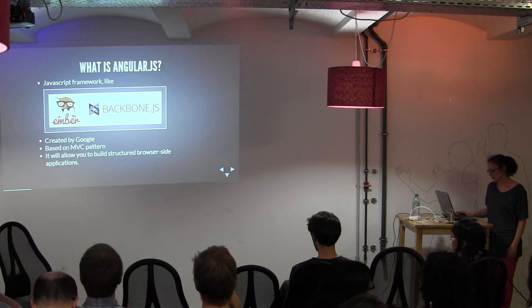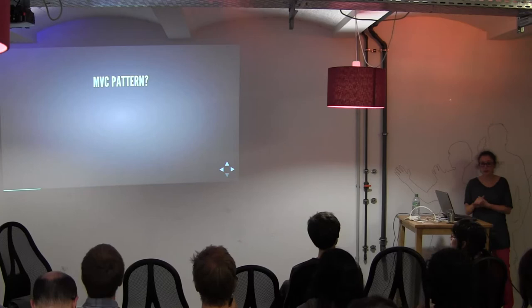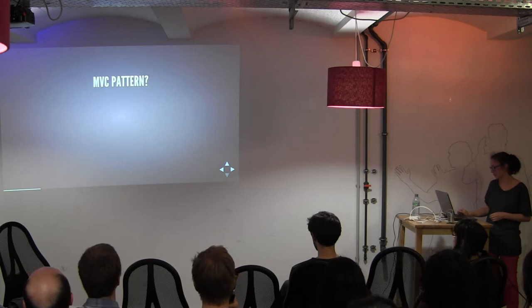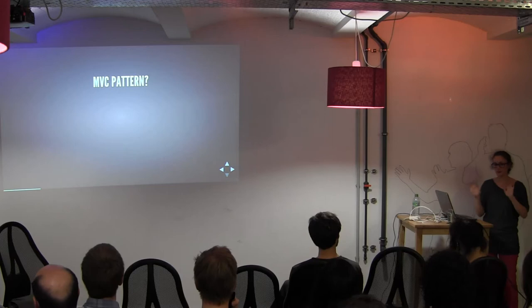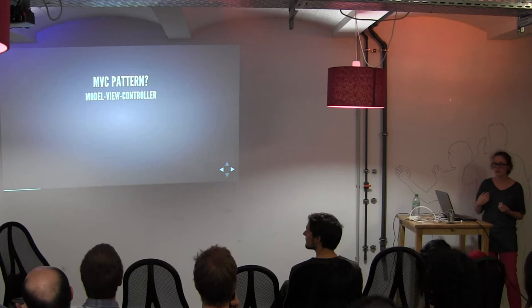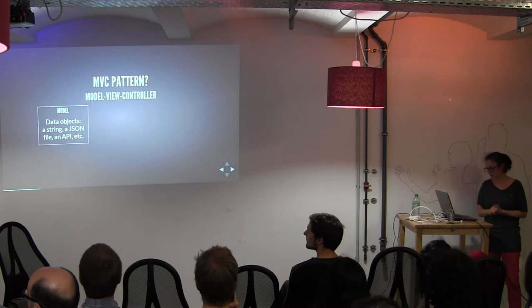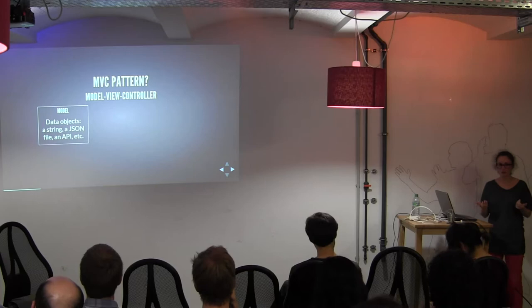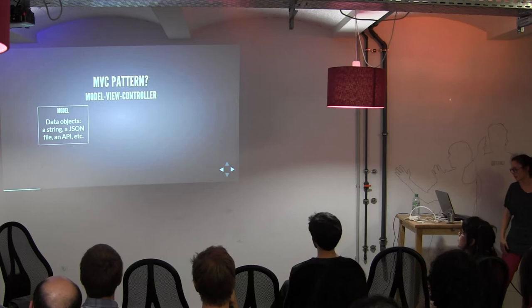So I want to talk a little bit about the MVC pattern, because I didn't know what it was at all when I started, and I will talk about it from a JavaScript point of view, so please, C programmers, don't shoot at me. This stands for Model View Controller. When you realize an app, you have data. So your data is your model. In JavaScript, a data object can be a string, a JSON file, an API, a lot of things.